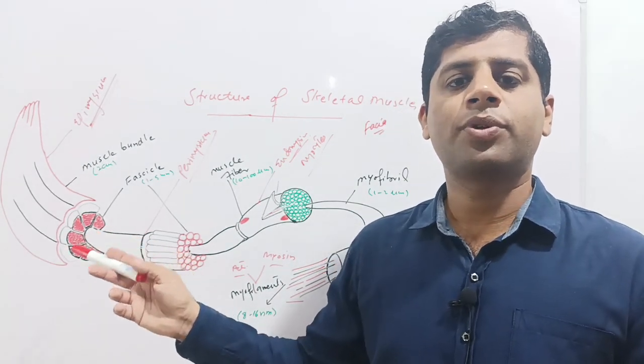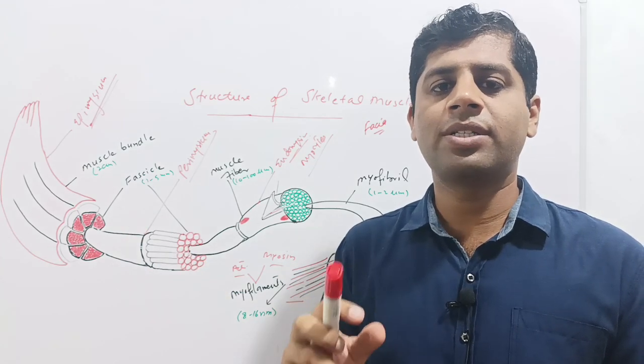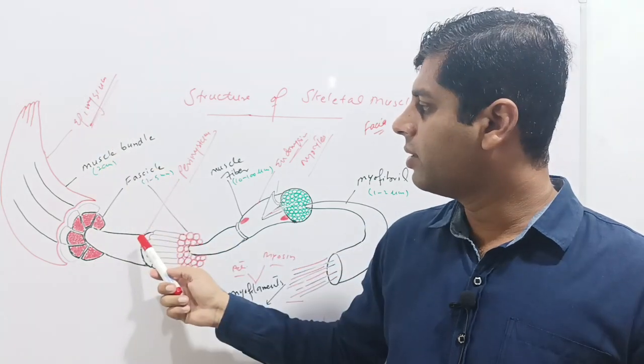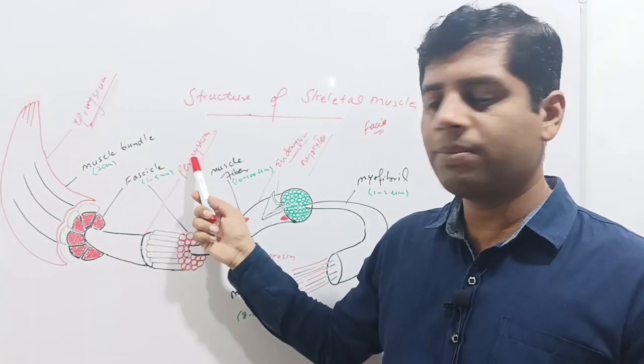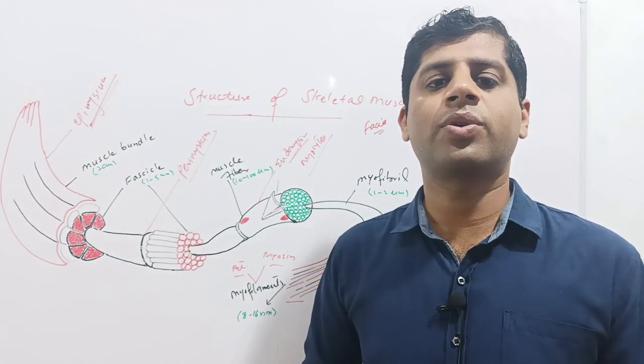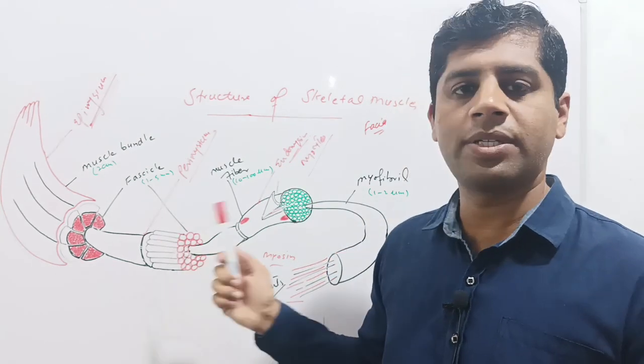These muscles are basically protected by layers of connective tissue. For example, the muscles are protected by the fascia, the muscle bundles are protected by the epimysium, the fascicles are protected by the perimysium, and the muscle fibers are protected by the endomysium. So these are the layers of connective tissue which surround and protect the skeletal muscles.